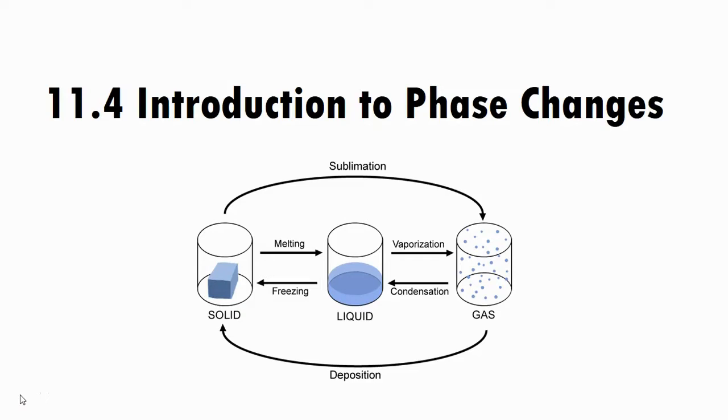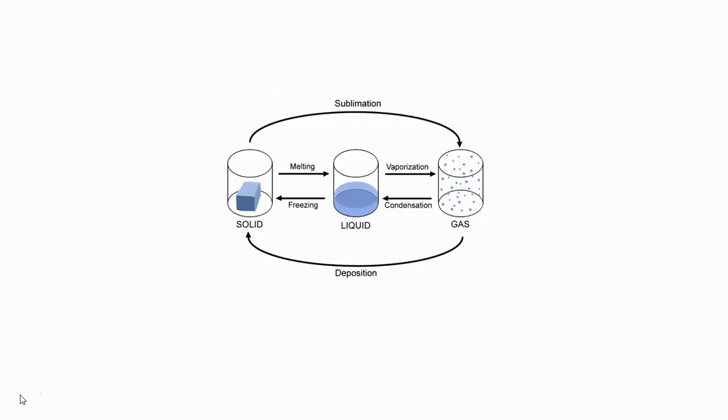This is our 11.4 Introduction to Phase Changes. And if you remember previously, we have three states of matter. We have a solid, we have a liquid, and we have a gas. So in order to go from a solid to a liquid, energy needs to be increased. Going from a liquid to a gas, energy also needs to be applied. So what we can say is that gases have more energy than liquids, and liquids have more energy than solids.